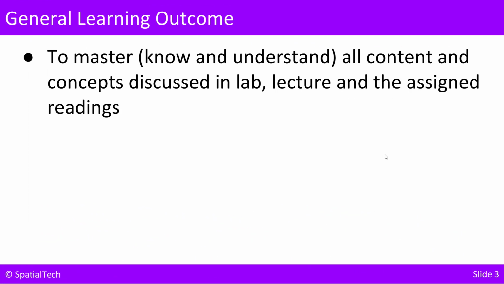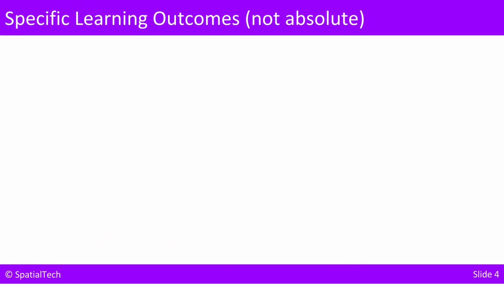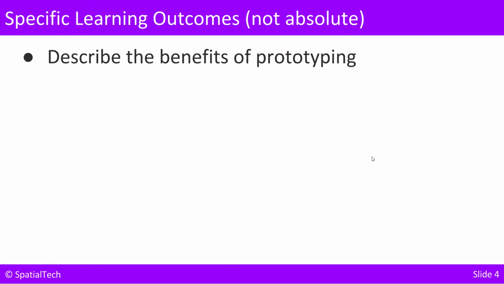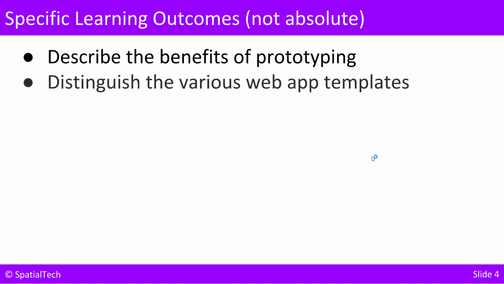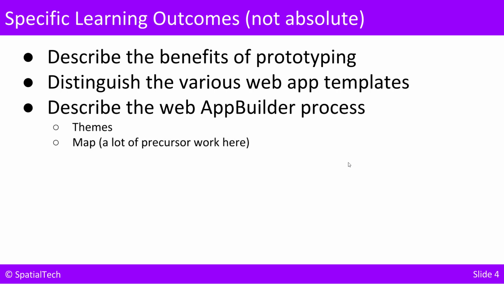The general learning outcome is to master, know, and understand all content and concepts discussed in lab, lecture, and the assigned readings. The specific learning outcomes, although not an absolute list: describe the benefits of prototyping, distinguish the various web app templates, describe the web app builder process in terms of picking a theme, picking the map, right? A lot of work here in getting the map ready, picking your widgets, and also setting attributes on the app itself.